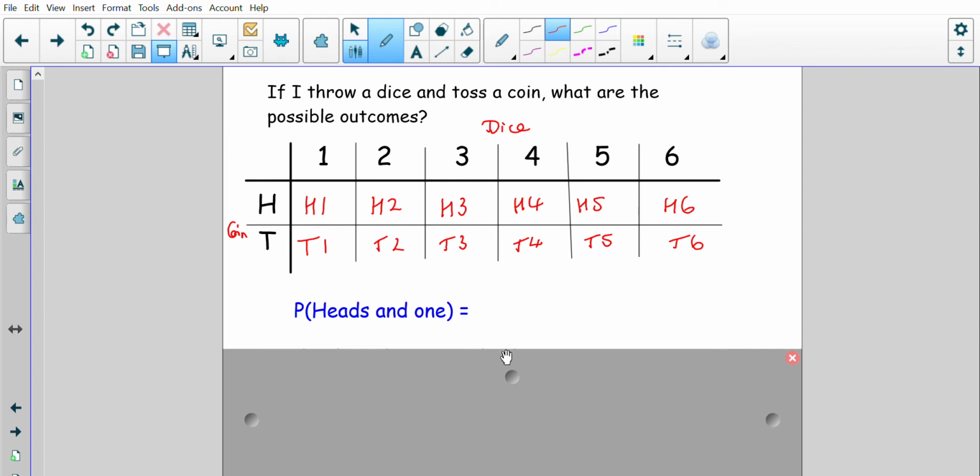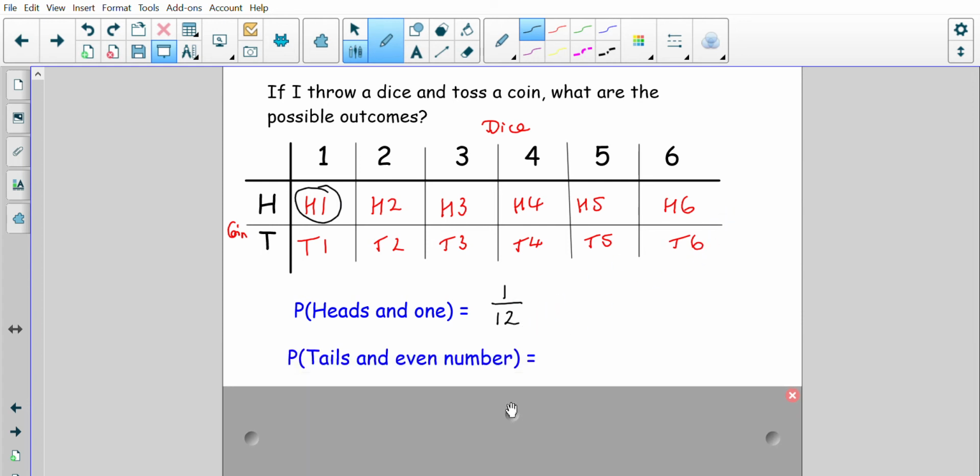So let's use that to work out some probabilities. The probability of getting heads and 1. There we go. There's only one way of doing that in my table. So there's one possible way of getting a head and a 1 out of the total number of possible outcomes. Well, I can see that I have 12 entries in my table, so it's 1 out of 12, 1/12.